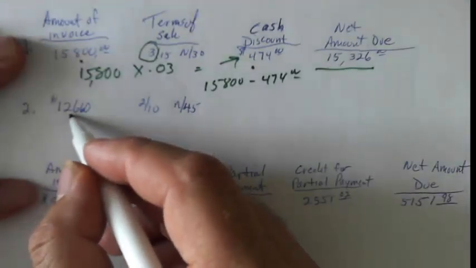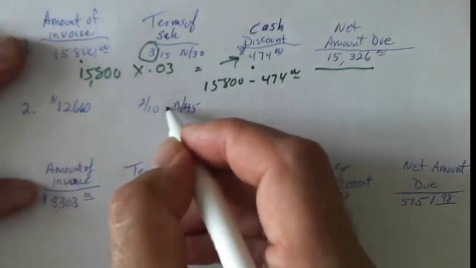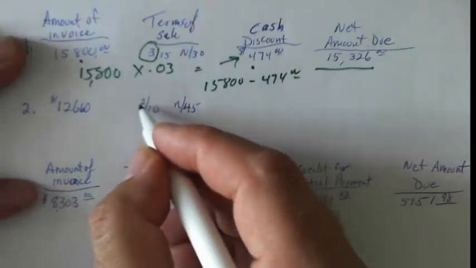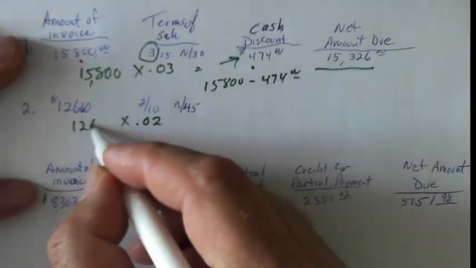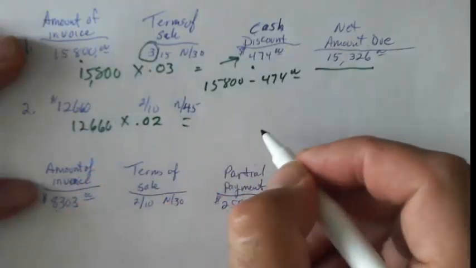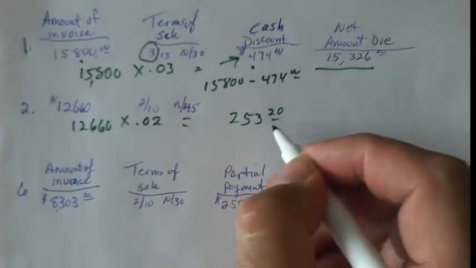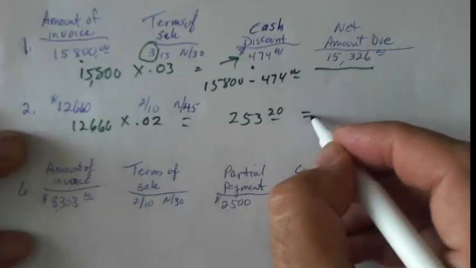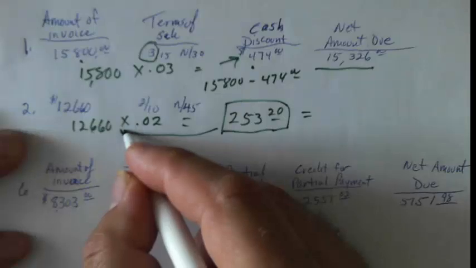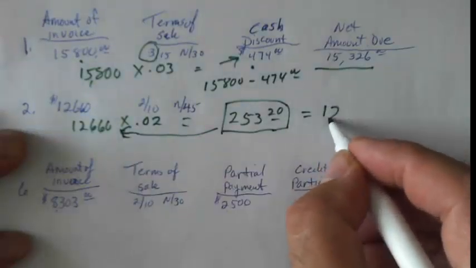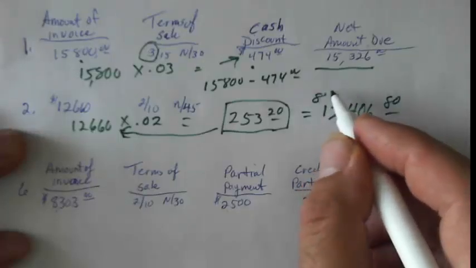Okay, let's do another example. Number 2 is 12,660, 2% discount in 10 days. The invoice is due in 45. So the 2% discount as a decimal is 0.02 times 12,660, which equals, on the calculator, 253.20. Then you subtract the 253.20 from the original invoice, and you get a net amount of 12,406.80.